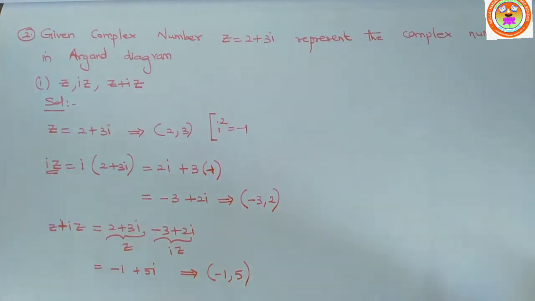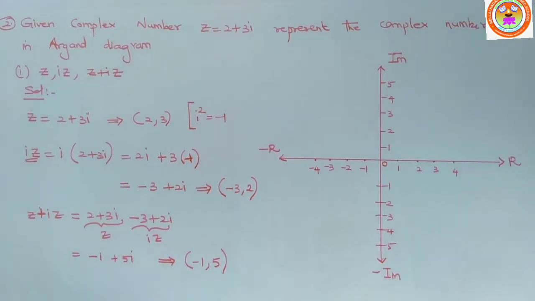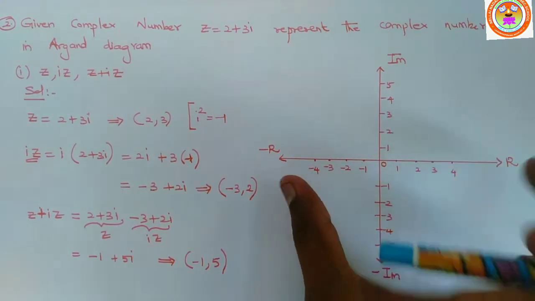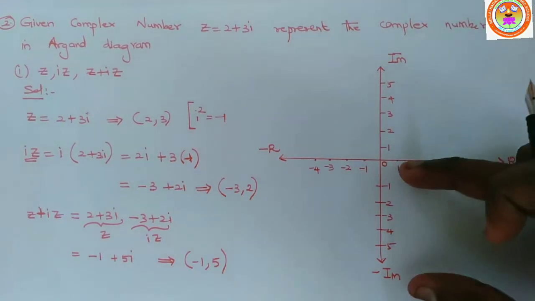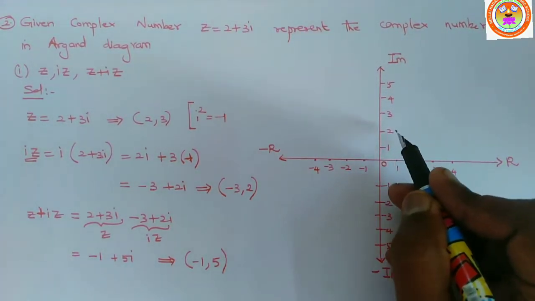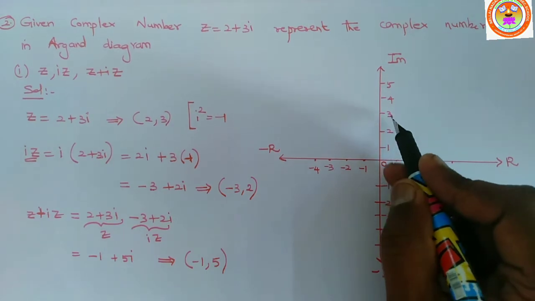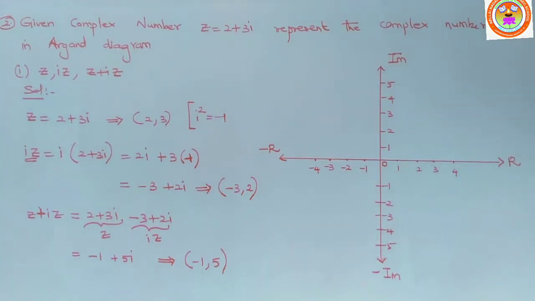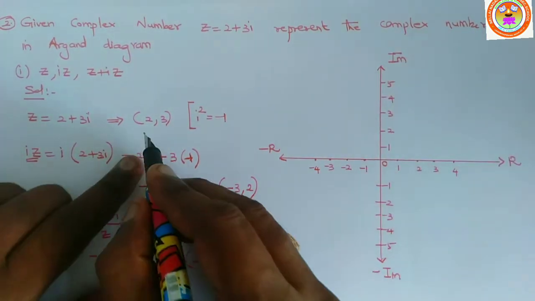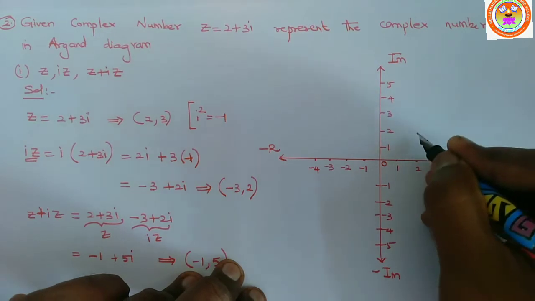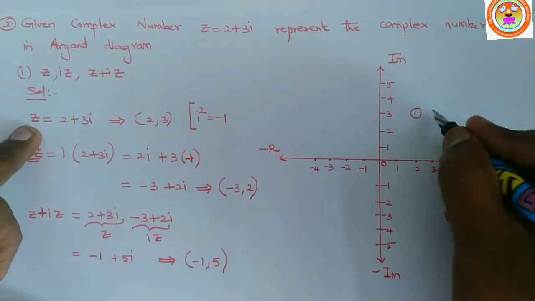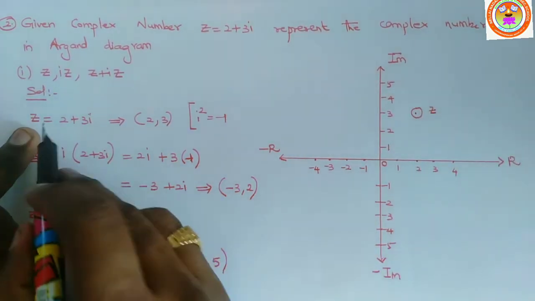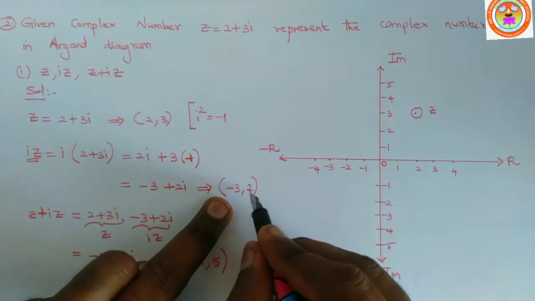Now we can draw the diagram. As I told previously, this is the real number line, this is the imaginary number line: plus real, minus real, plus imaginary, minus imaginary. Even if you put i, 2i, 3i, 4i, 5i, no problem. Otherwise you can simply leave it, because we have mentioned this is the imaginary axis. What is the first point? 2 comma 3. 2 is present here, 3 is present here. Instead of writing 2 comma 3, I will write z, because z is nothing but 2 comma 3.